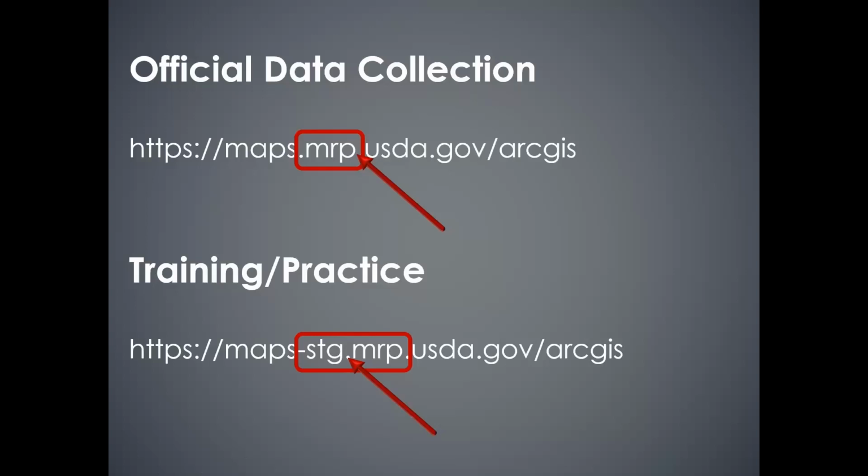There's a couple ways to know that. Our training maps, the title of the map starts with training in all caps. I'll point that out in just a moment. And the base map, or the background imagery that you see in a training map, is a dull light gray mix, whereas the official map is beautiful imagery.